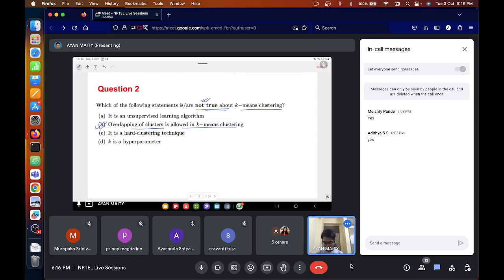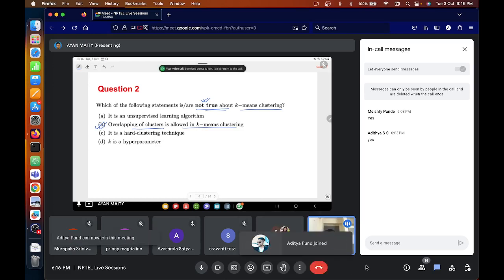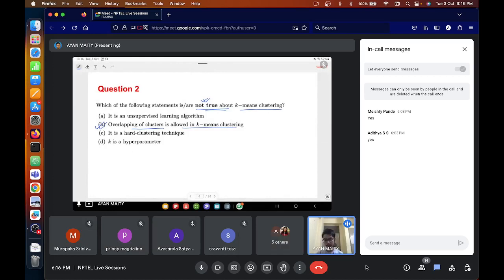It is hard clustering. And the last option is K is a hyperparameter, which is again true. K is a hyperparameter which you have to choose. There are many ways of choosing that, but you can choose based on the domain knowledge of the task that you are trying to solve using K-means. So this is also correct. So the only option which is not true is option B, so that's why it would be the correct answer here.